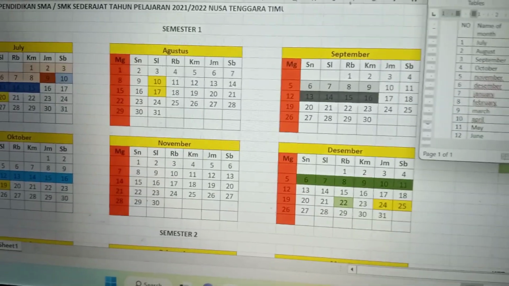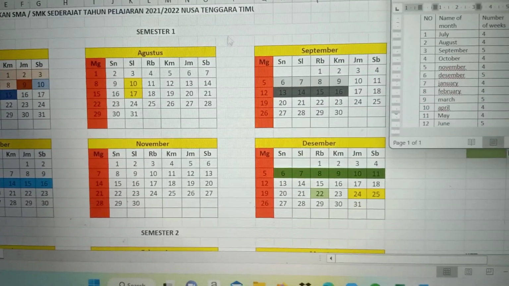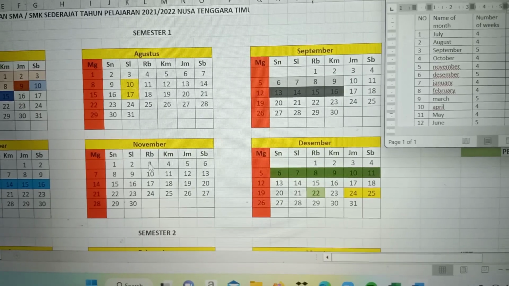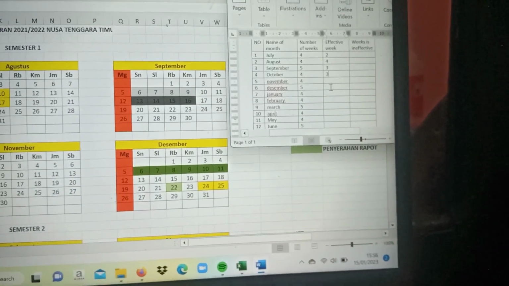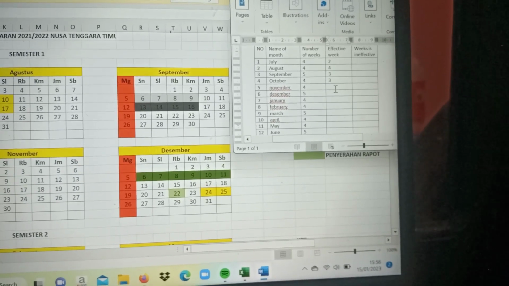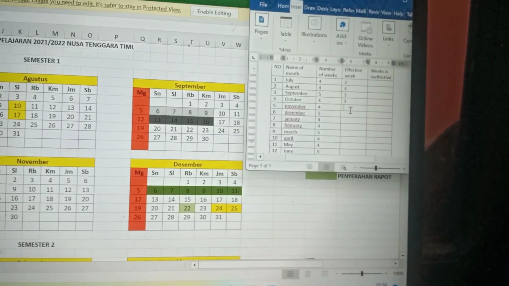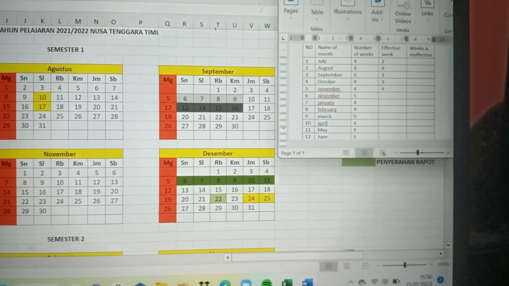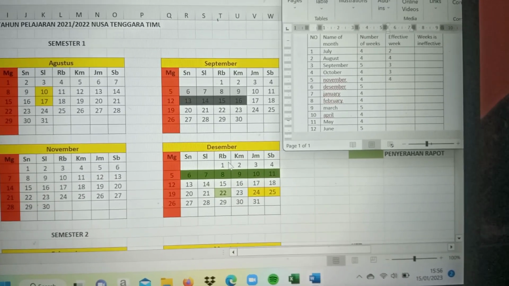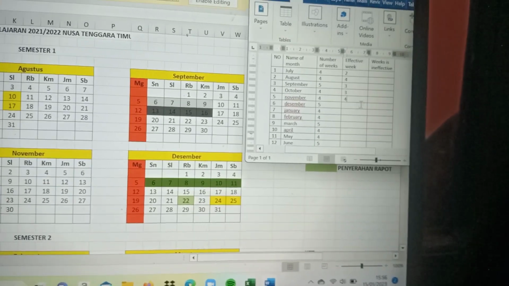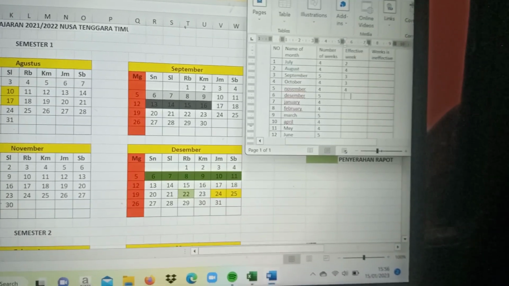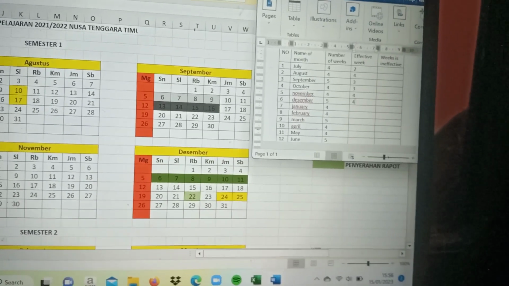And next, in November there are 1, 2, 3, 4. Let's write here, in November there are 4 effective weeks. Next, in December there are 1, 2, 3, 4. Let's write, in December there are 4 effective weeks.